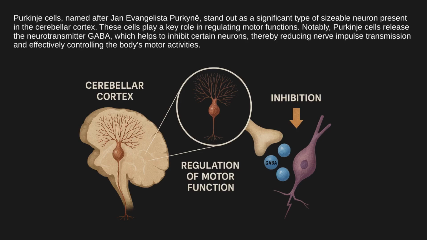Purkinje cells, named after John Evangelista Purkinje, stand out as a significant type of sizable neuron present in the cerebellar cortex. These cells play a key role in regulating motor functions. Notably, Purkinje cells release the neurotransmitter GABA, which helps to inhibit certain neurons, thereby reducing nerve impulse transmission and effectively controlling the body's motor activities.